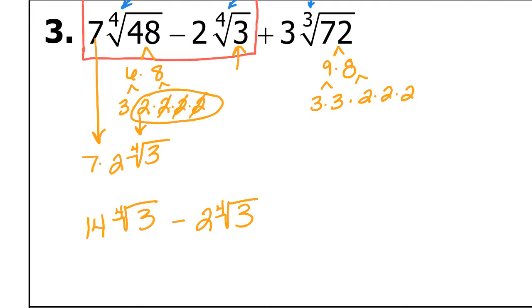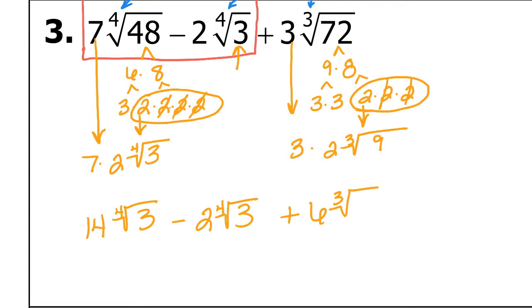This time, instead of looking for quadruplets, my index says I'm looking for triplets. So the first 2 gets to come out, and the others do not. Then I'm left with 3 times 3, which gives me 9. Since I do not want to lose the coefficient that I originally started off with, I'm going to bring it straight down. And 3 times 2 cube roots of 9 gives me a positive 6 cube roots of 9.